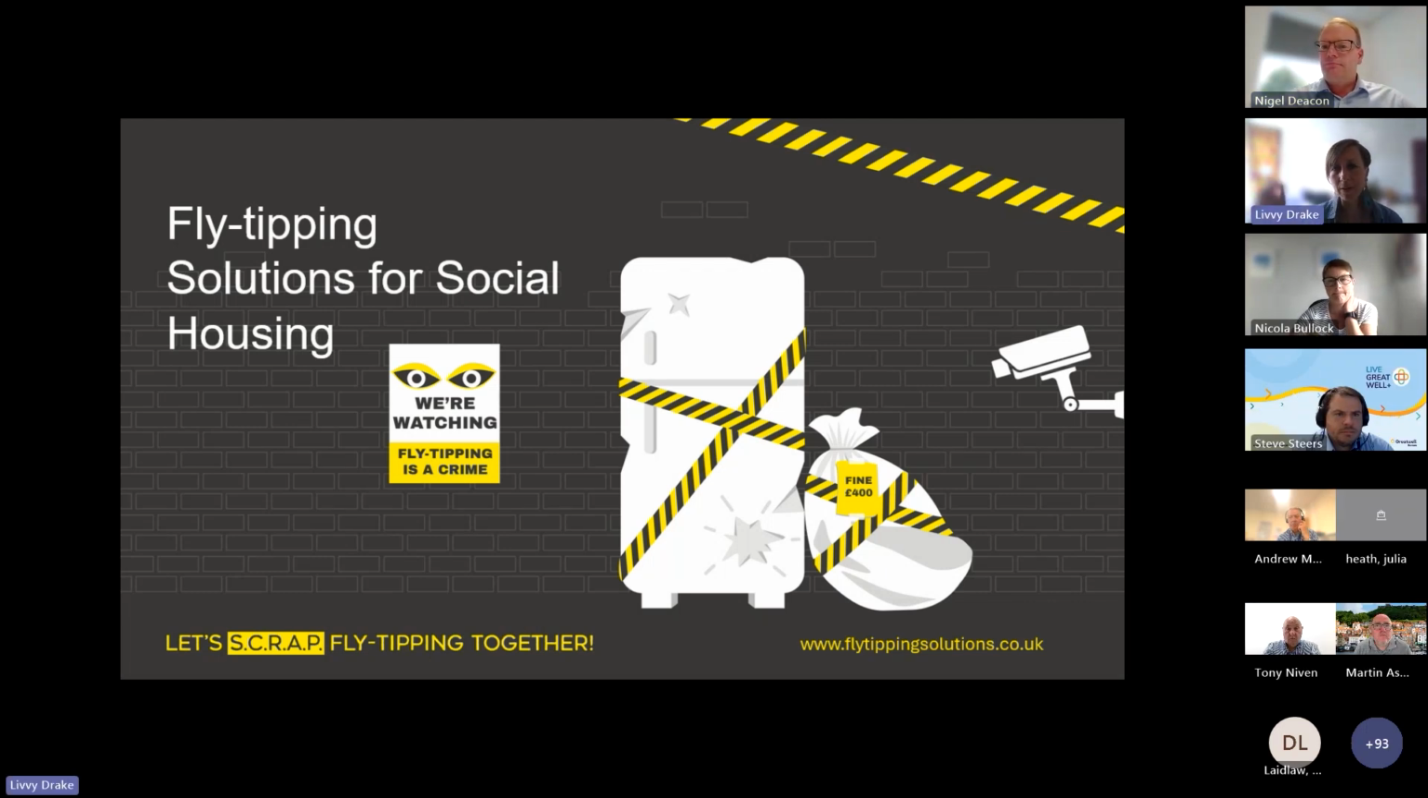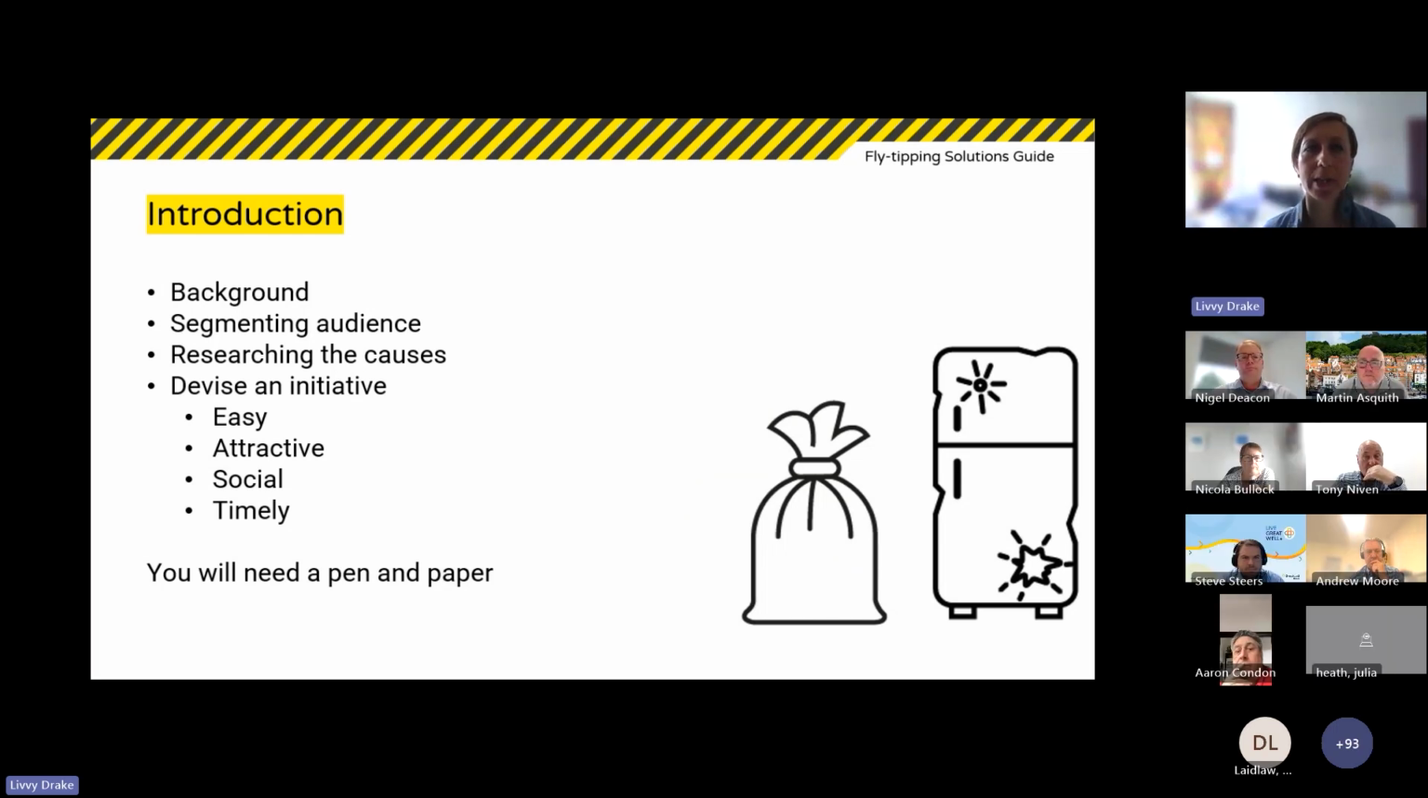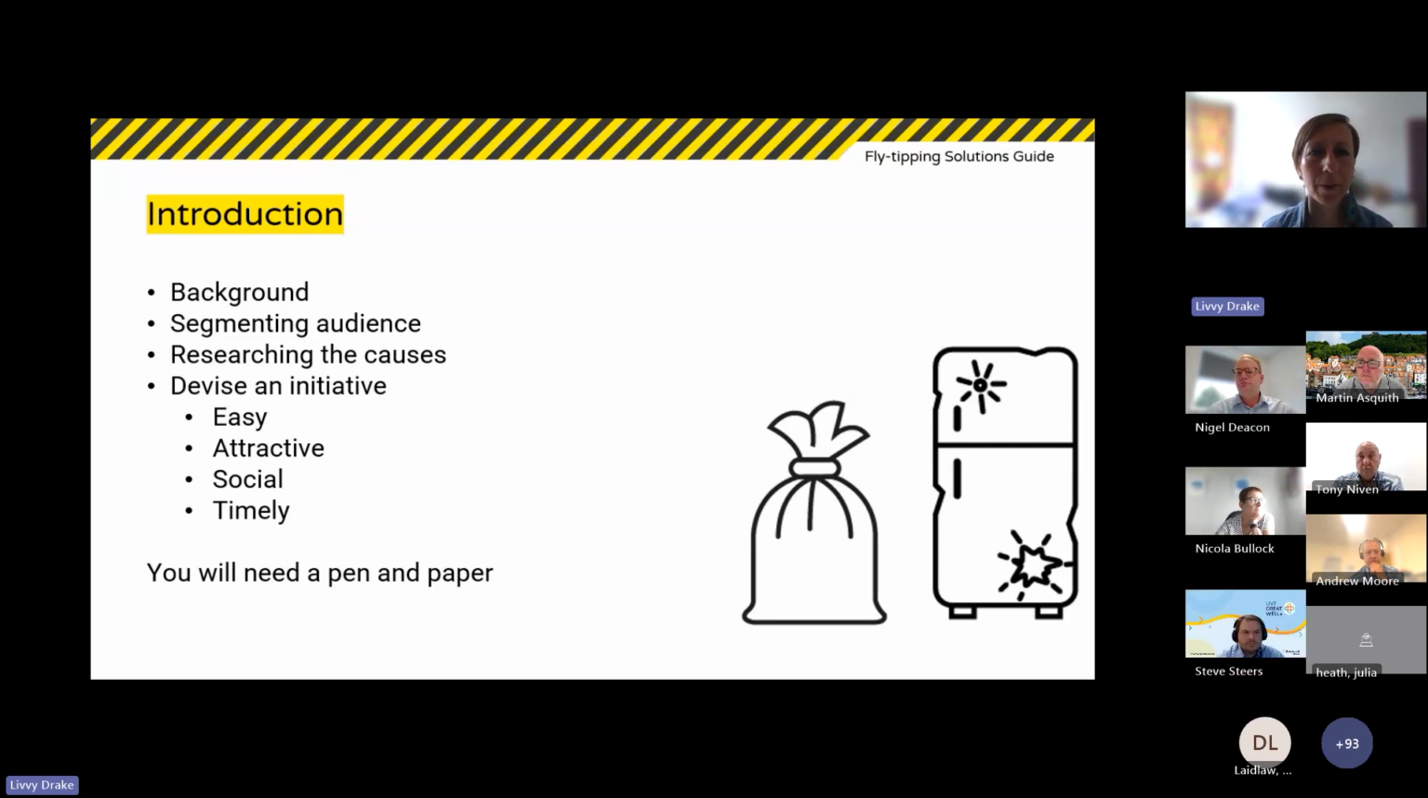Thank you. Lovely. So today's session, we are going to be looking at fly tipping solutions for social housing. And I'm going to introduce you to the projects that these insights have come from. We'll look at the interactive process that we're going to go through. So we'll think about segmenting audiences, researching the causes, devising an initiative. And so you will need a way of recording your answers to this. So pen, paper, screen, whatever it is. And then you'll have some chance to reflect on the questions I ask you.